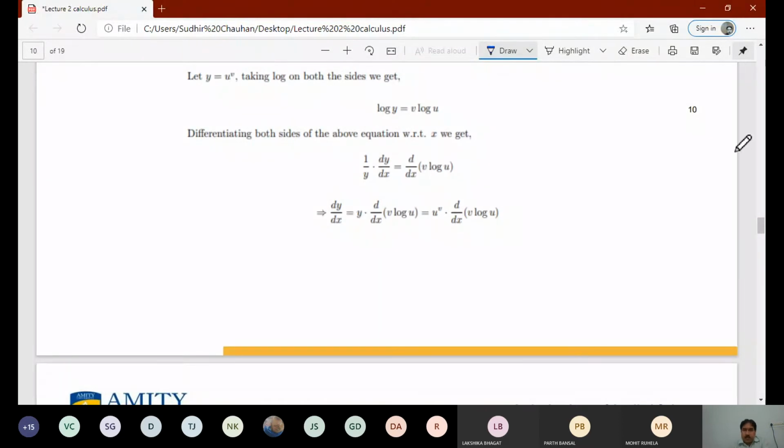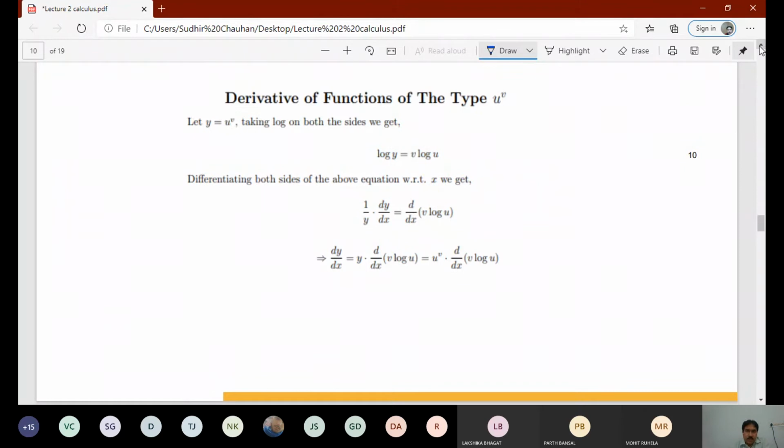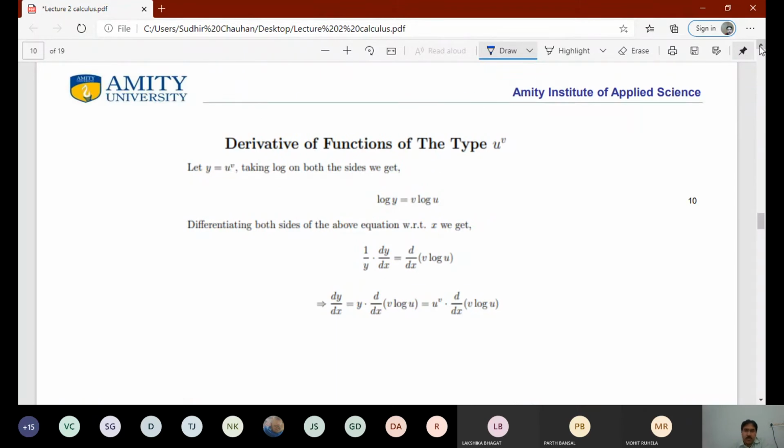So now we come to the next portion of differentiation: derivative of a function of the type u raised to power v. If we get any function of this form, that is u raised to the power v, we can take log on both sides, then it can be written as log y is equal to v log u. Now differentiating both sides of the above equation with respect to x, log y differential will be 1 upon y dy by dx, and here we can take the differential with respect to x.